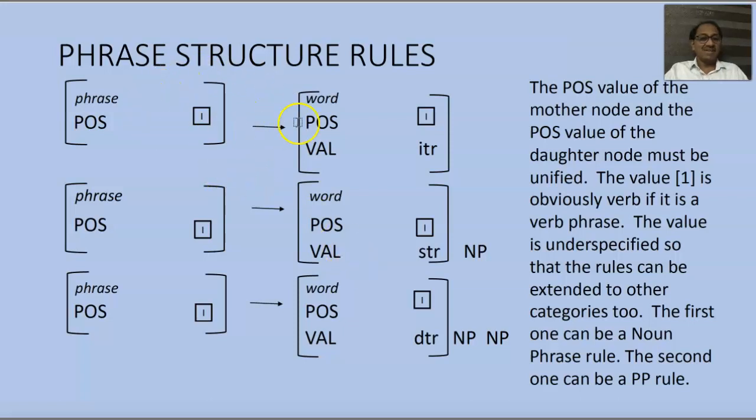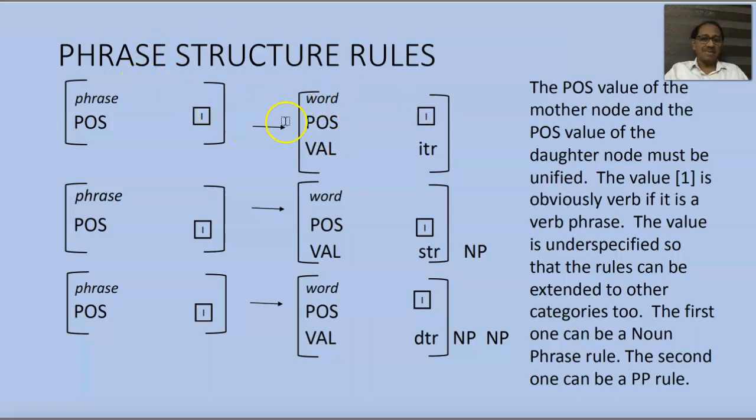Phrase structure rules are now simplified. How? You have a phrase on the left hand side which is expanded to other feature structures which are words. If you remember our phrase structure rules which we talked about earlier, on the left hand side you have expandable categories, and on the right hand side you have lexical and phrasal categories, both expandable and non-expandable, or terminal and non-terminal nodes.